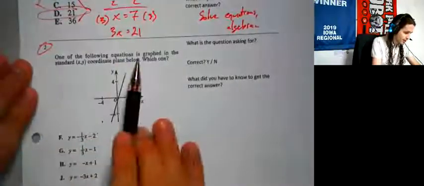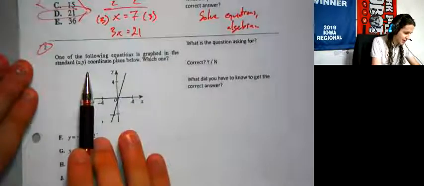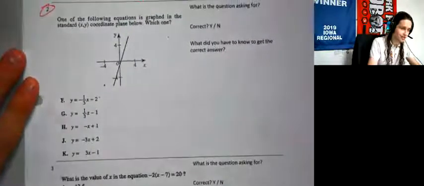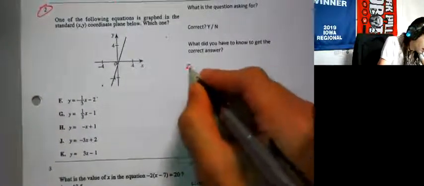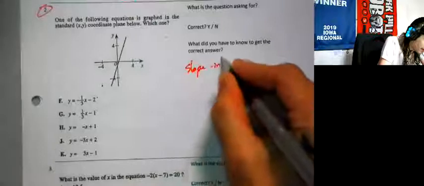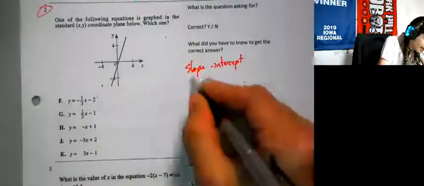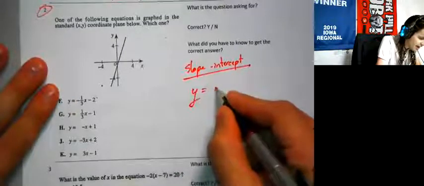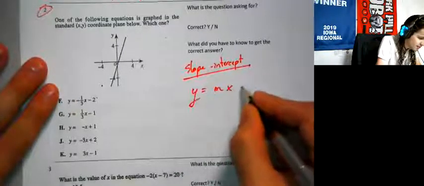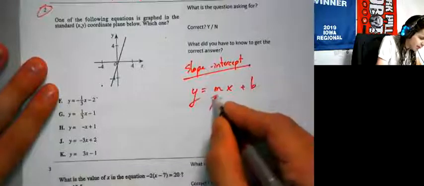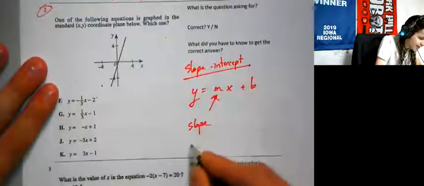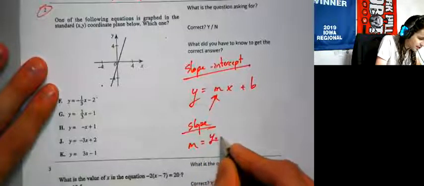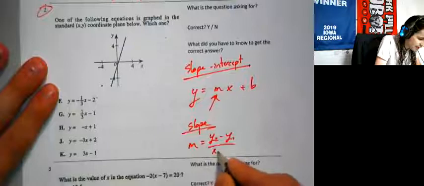Now, what we're really after today. One of the following equations is graphed on the standard xy coordinate plane below. Which one? You look at all those and you have to know what slope-intercept form for a line looks like. So everybody should be writing this down with me if you didn't know it already. y equals mx plus b, where m is the slope of the line. And you might remember that the slope is defined as y2 minus y1 over x2 minus x1.